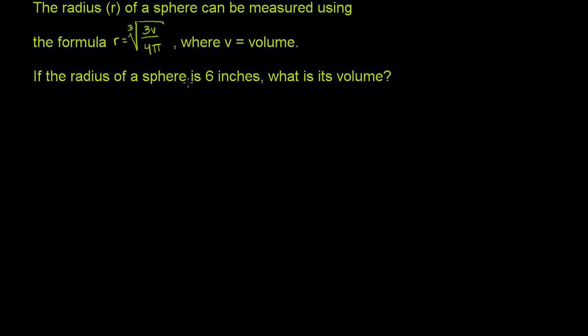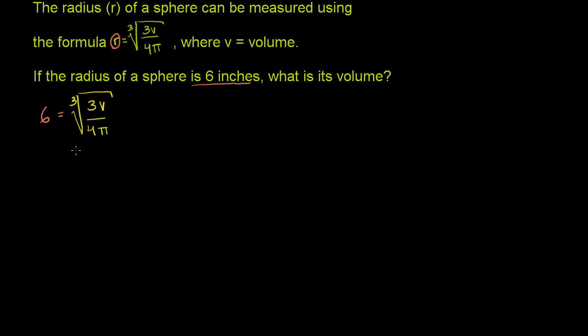If the radius of a sphere is 6 inches, so they're giving us the radius. They're saying it's 6 inches, so they're giving us that right there. What is its volume? So we have 6 inches, everything's in inches, is equal to the cube root of 3 times the volume, that's what we need to solve for, divided by 4 pi.